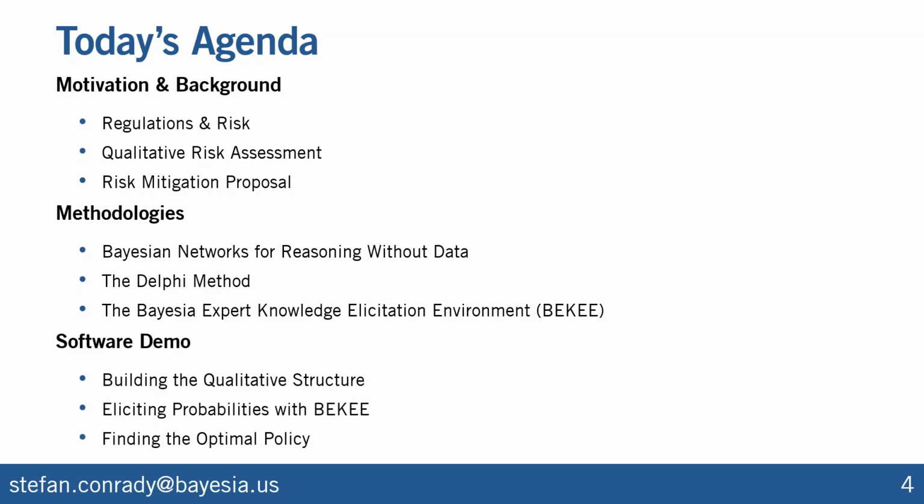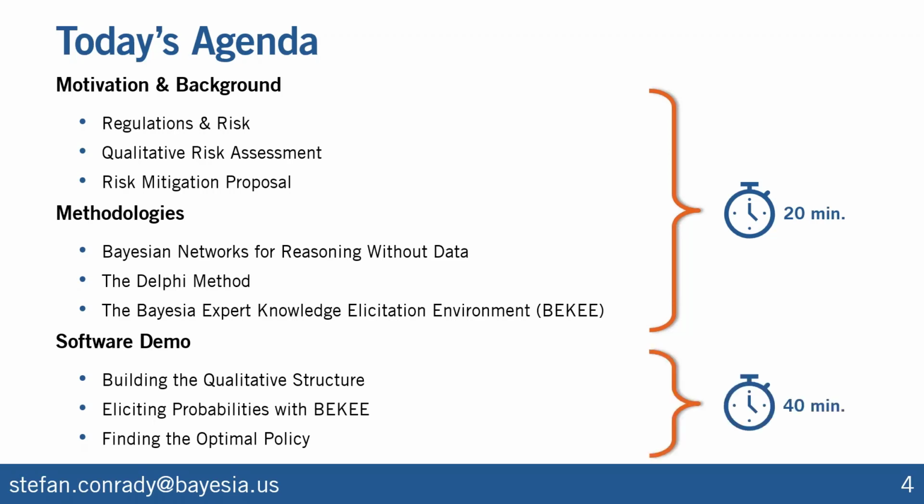Then the concluding part of our presentation is a software demo. We'll build a qualitative structure representing the problem domain. We will elicit the probabilities, the quantitative part, with BEKEE, and then finally we will use that structure with the elicited probabilities to find an optimal policy. I haven't rehearsed this, so I would speculate we'll need about 20 minutes for the introductory part, and that will hopefully give us about 40 minutes for the software demo. That's really where the interesting things are happening.